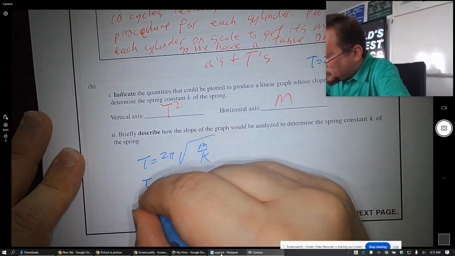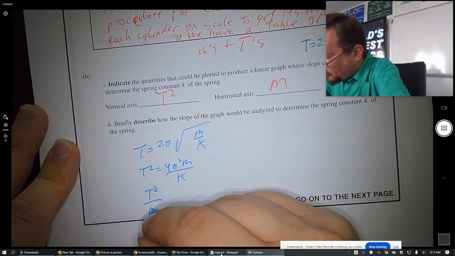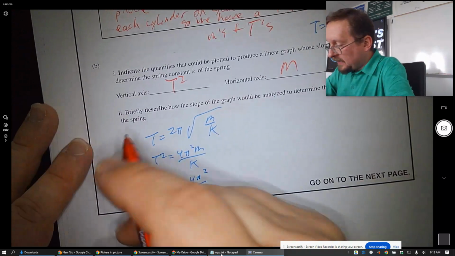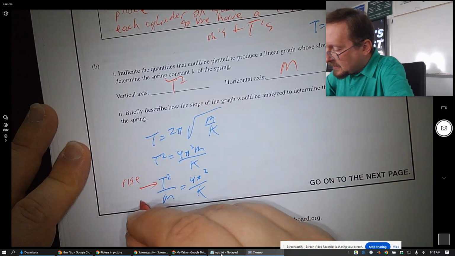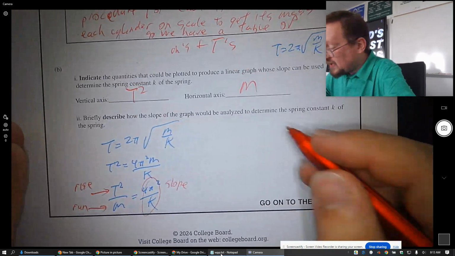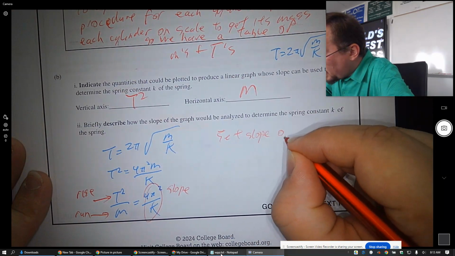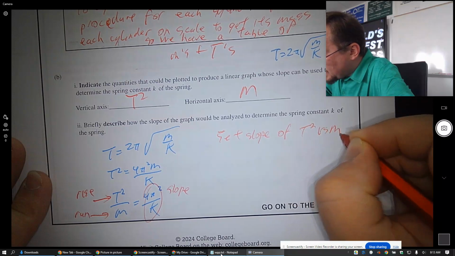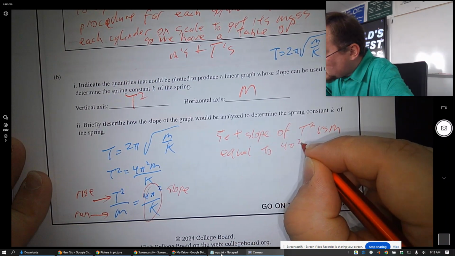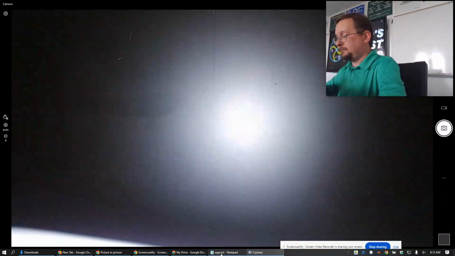All right. So then period squared equals 4 pi squared m over k, which means period squared over m is 4 pi squared over k. And then what my students should say is they should say this is the rise, this is the run, this is the slope. But you want to make sure you say it in words also. Set the slope of T squared versus m equal to 4 pi squared over k. Solve for k.